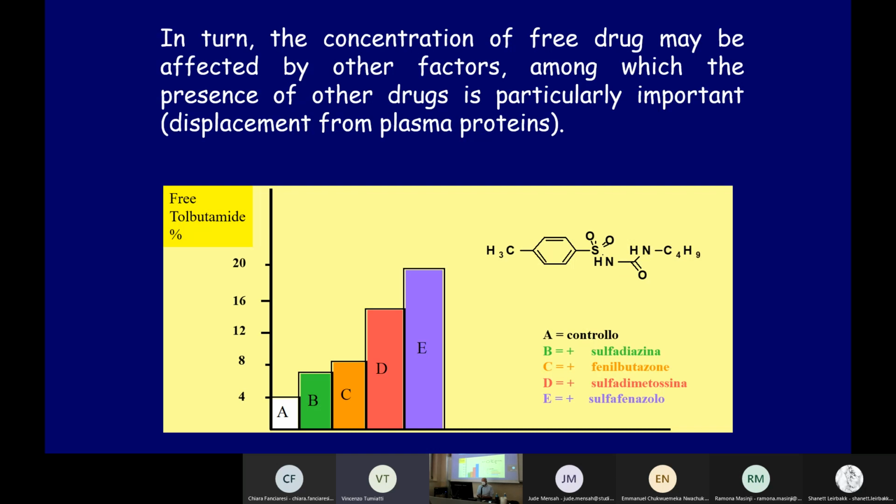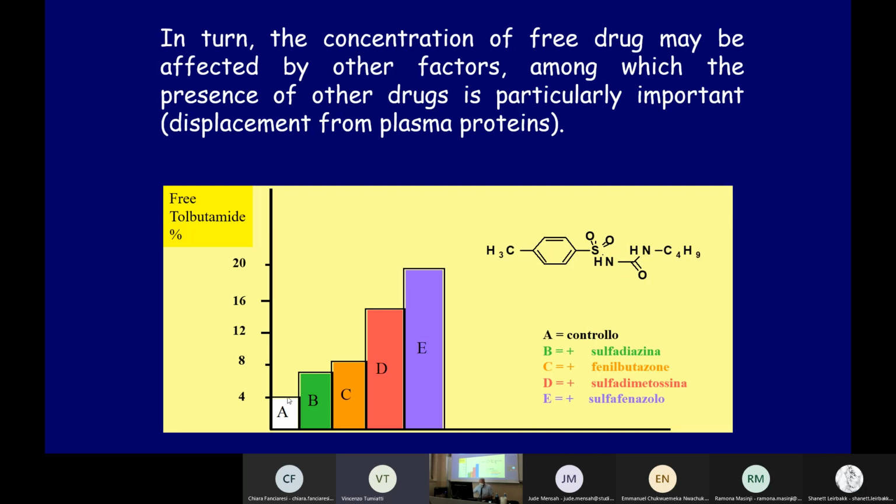Yes. So since the effective drug is the free form, if the drug is displaced, there is too much free form and the therapeutic effect is too much increased. Yes. Because we need only 4% of the free drug. You see the column A, the first column, you have the optimal situation.